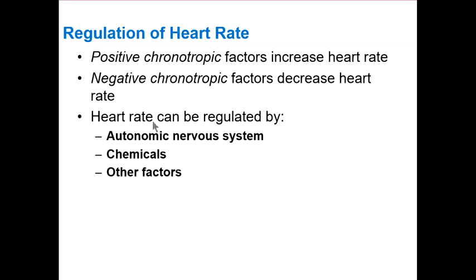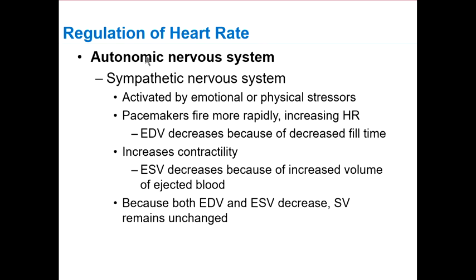So here are the items that can affect the heart rate: the ANS, chemicals, and other factors. So let's look at each one individually. So let's look at the autonomic nervous system. First, the sympathetic division. Right? We know that the sympathetic division will stimulate the heart and it'll cause the pacemakers to fire more rapidly. That will increase your heart rate.